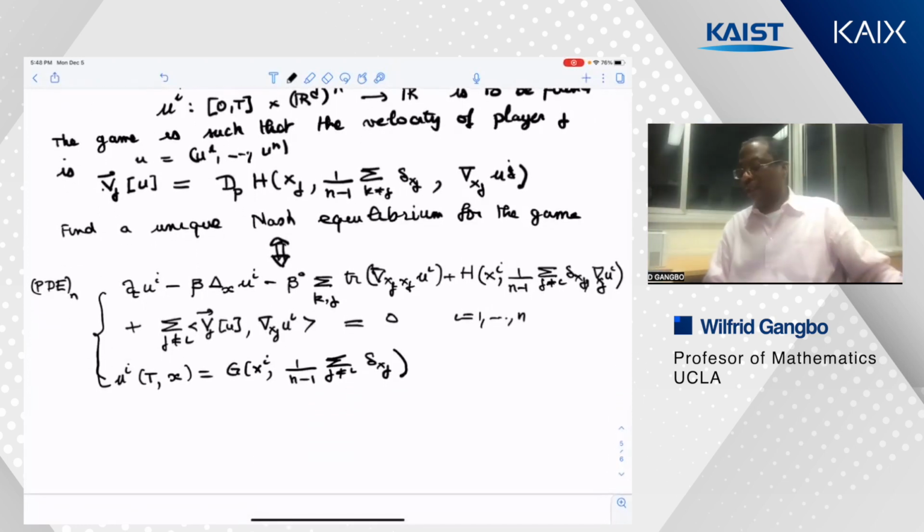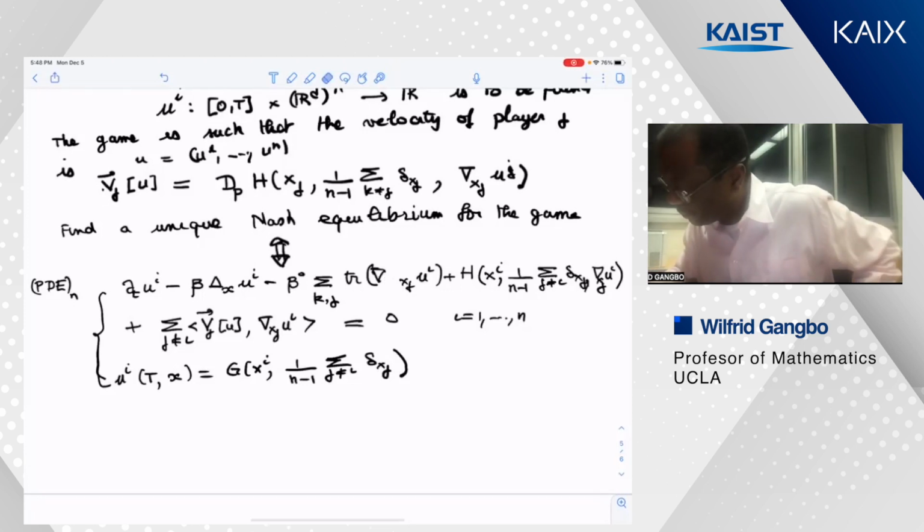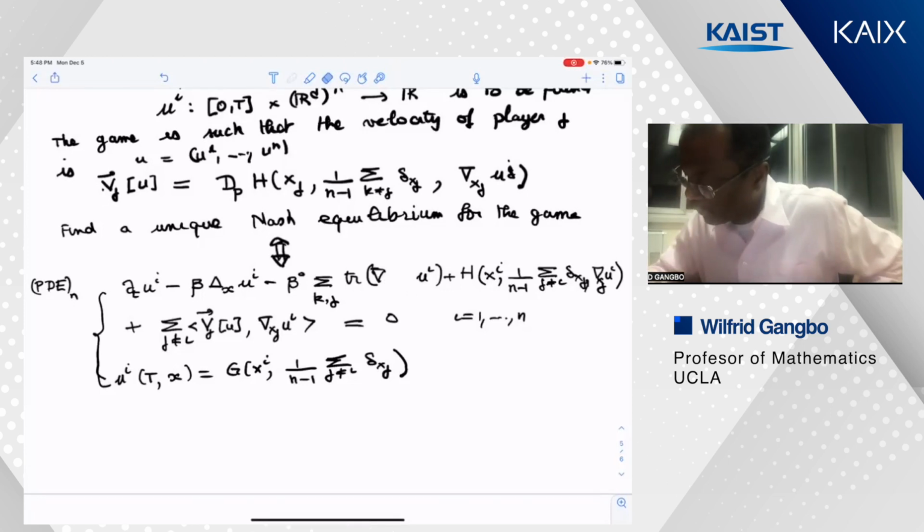So let me comment a little bit on this equation and its difficulties. So here I need s_j, s_k.